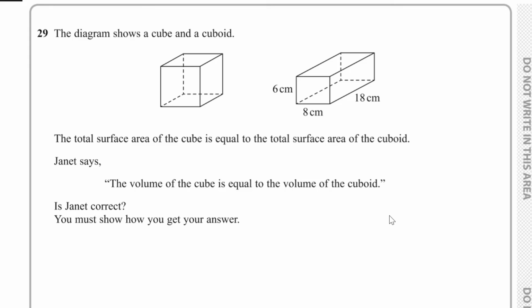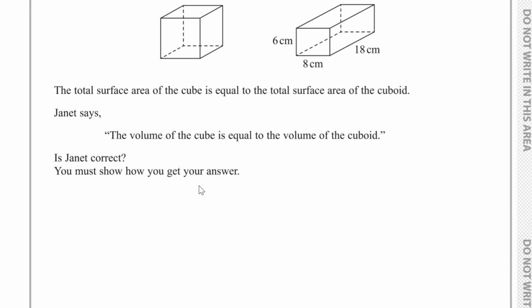Question 29. The diagram shows a cube and a cuboid, and you can see the cuboid has dimensions 6 by 8 by 18. The total surface area of the cuboid is equal to the total surface area of the cube. And Janet says the volume of the cuboid is equal to the volume of the cube. Is Janet correct? You must show how you get your answer.